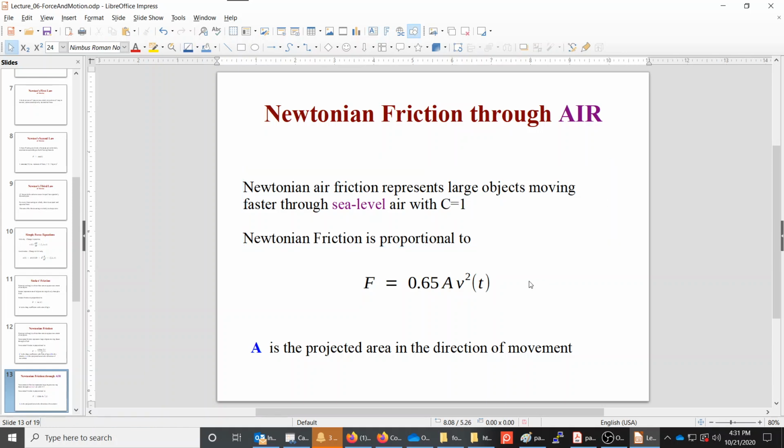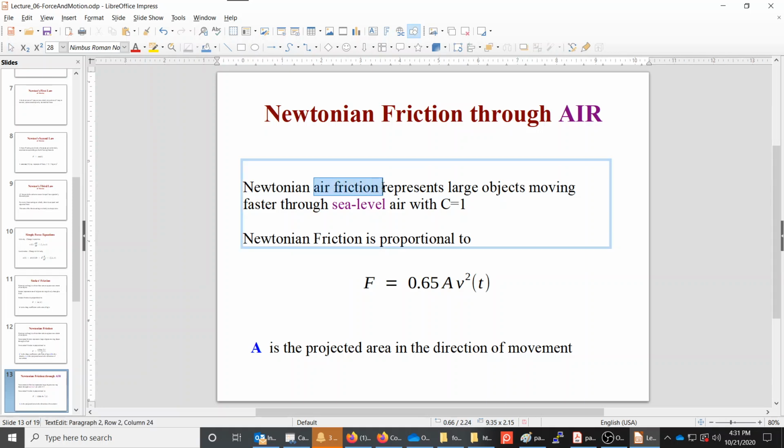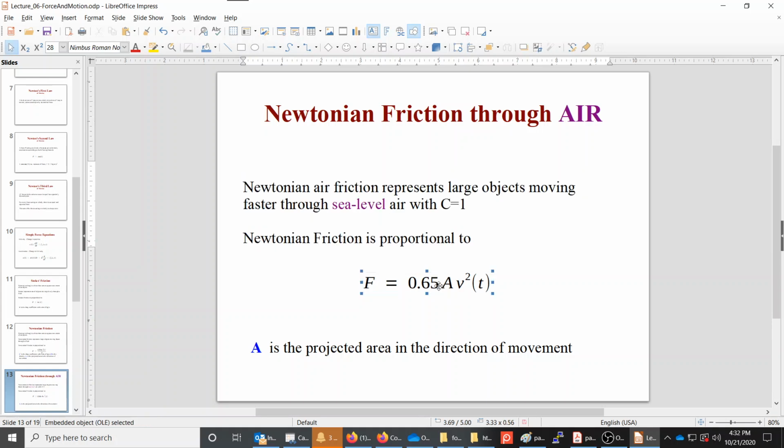Okay. And the drag coefficient varies depending on the type of material. So if you have a smooth metal as opposed to bricks or something like that that are very porous, that's going to affect your drag coefficient. But if we make the assumption that we're moving through air at sea level, then we can use this equation here to determine our friction through the air. So as we move through, the faster we go, the more force we're going to have opposing us.